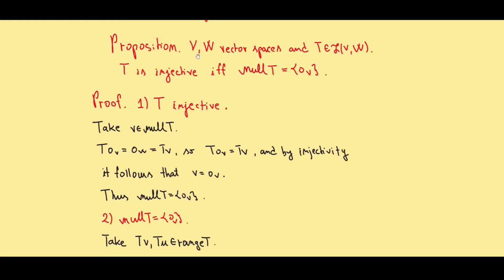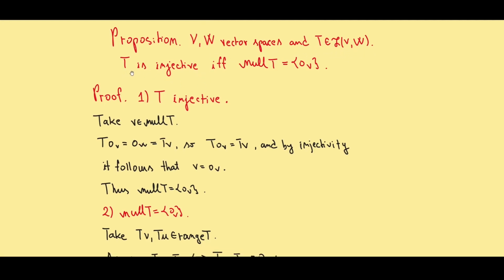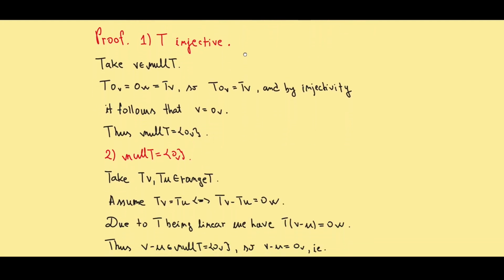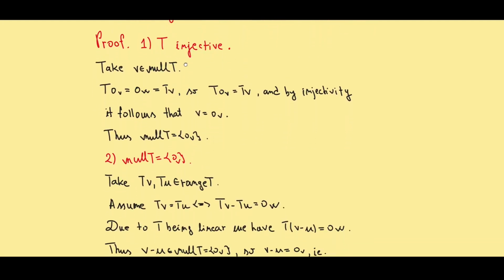So now let's show that. Let V and W be vector spaces and T some linear transformation between them. Let's show that T is injective. So this linear map T is injective if and only if null T, the null space of that transformation, is equal to just the zero vector. So let's suppose that T is injective.